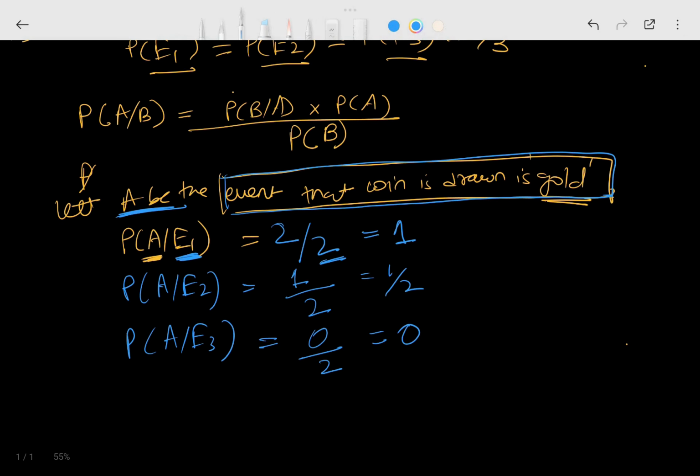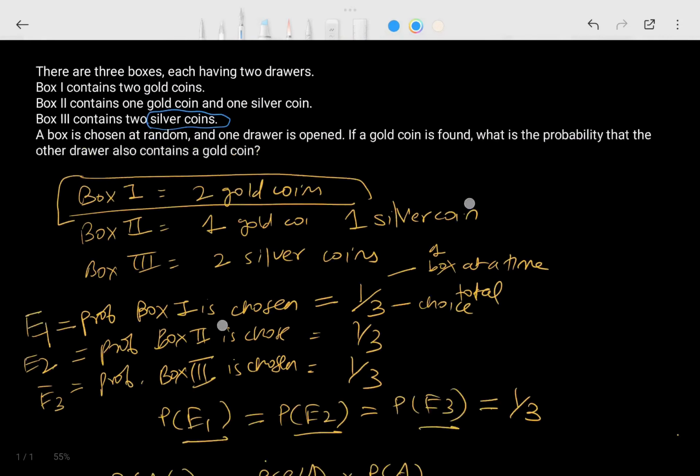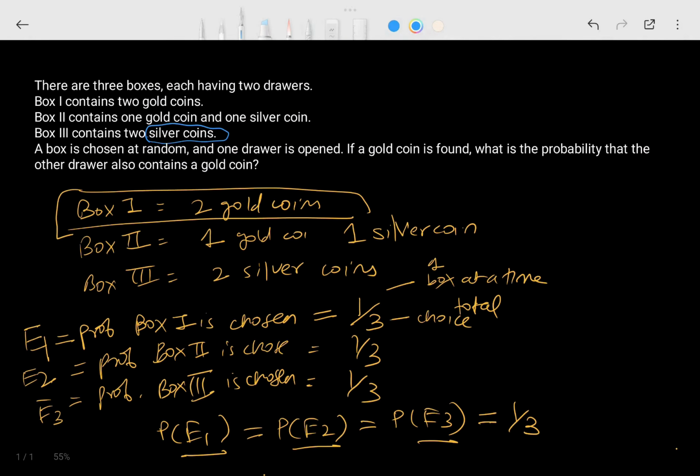Now, essentially, what is the question asking you? Let's go back, because you can just simply say that box 1 has both the gold coins, so maybe it is just box 1, right? But that is not what the question is asking you. The question is asking you, a box is chosen at random and that probability is 1 by 3, which you already established. One drawer is opened. If the gold coin is found, basically it could be box 1 or it could be box 2, right? It cannot be box 3 because box 3 does not have gold coins. What is the probability that the other drawer also contains a gold coin?